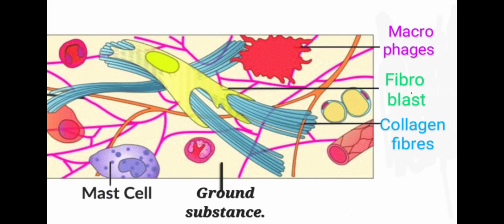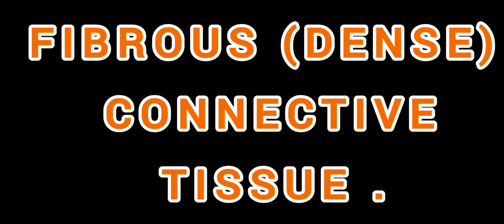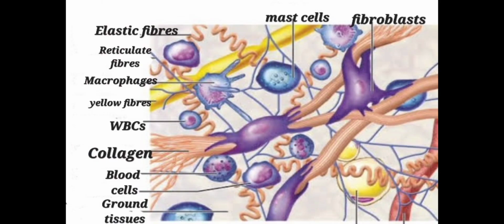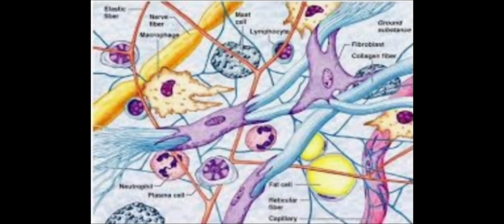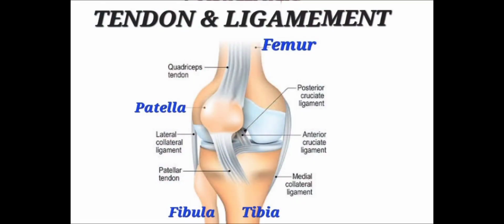Next is the dense connective tissue. This dense connective tissue can be in the form of regular, irregular, or elastic varieties. When it is the regular variety, it consists of a bunch of collagen fibers packed together with fibroblasts. These can resist a lot of tension, thus forming tendons and ligaments.